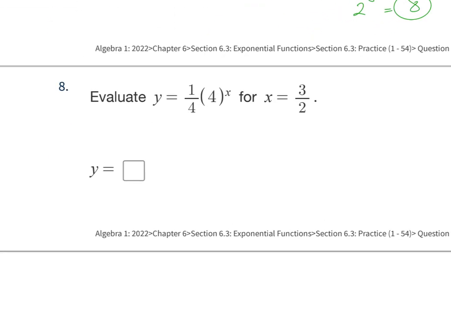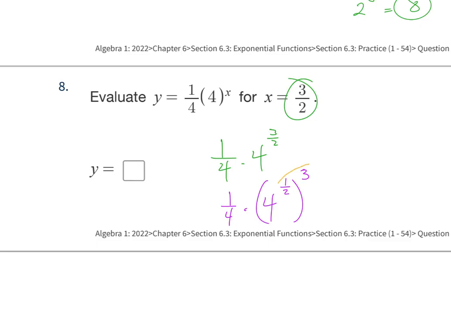Number 8, evaluate y equals 1/4 times 4 to the x power for x equals 3 over 2. Okay, 1/4 times 4 to the 3 over 2 power. We're going to break up the exponent. Let's do 4 to the 1/2 power raised to the 3rd power. Because as you may remember, when you have a power to a power, you multiply the power. So 3 times 1/2 gives you 3 over 2.